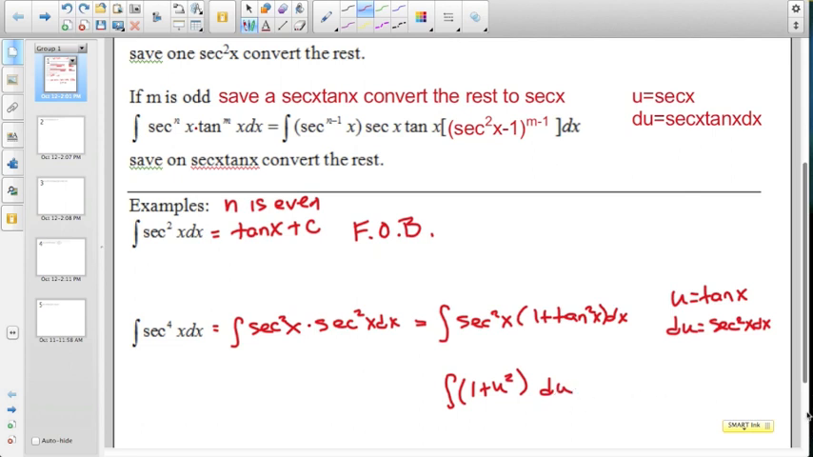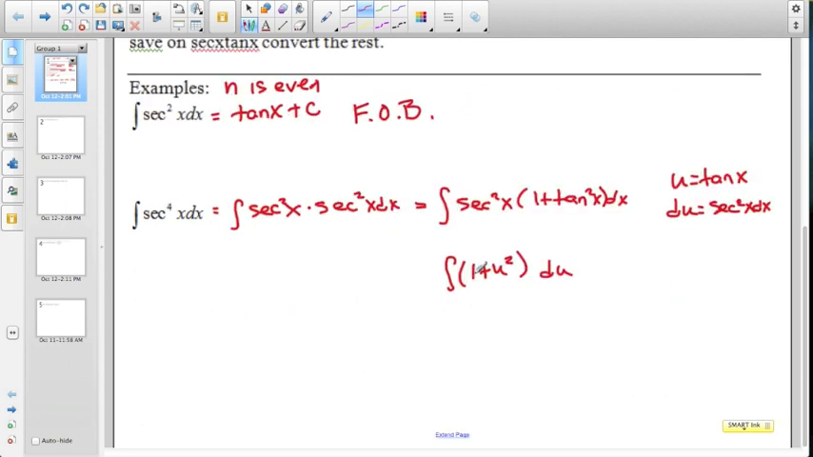So to integrate that, that's just a simple power rule. Integrating 1 gets you u. Integrating u squared gets you 1/3 u cubed. And then substituting back in, this is tan of x plus 1/3 tan cubed x plus c.